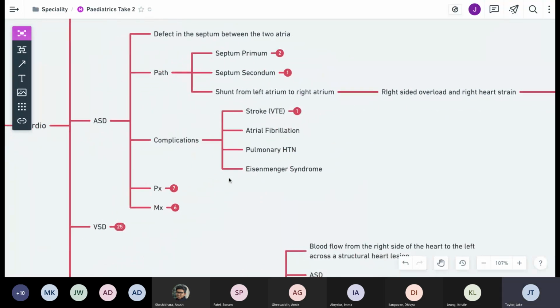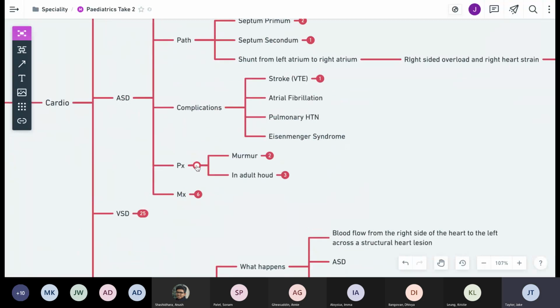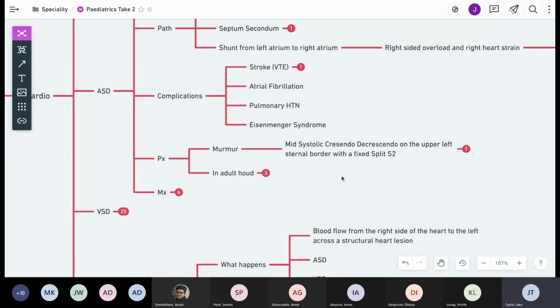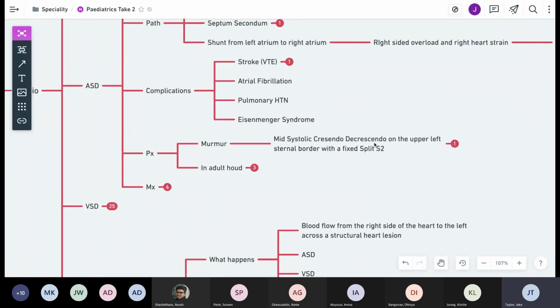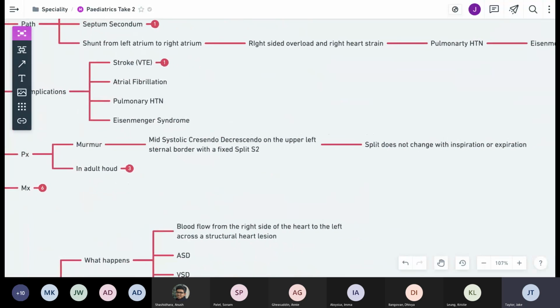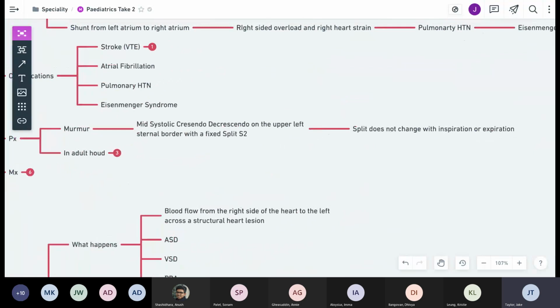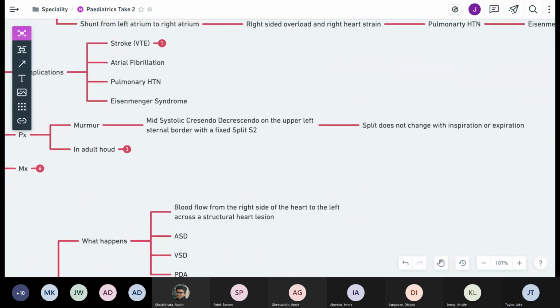Okay. So presentation. Do you know how this will present? We sort of talked about it. So there's a murmur. The murmur is a mid-systolic crescendo-decrescendo at the upper left sternal border with a fixed split S2. Okay. So this, I never understood this, not even in fourth year. So this kind of makes a bit more sense to me. So we know that when the S2 is a sound, there is the closure of the pulmonary valve and the aortic valve as well. That's the sound of them both closing.